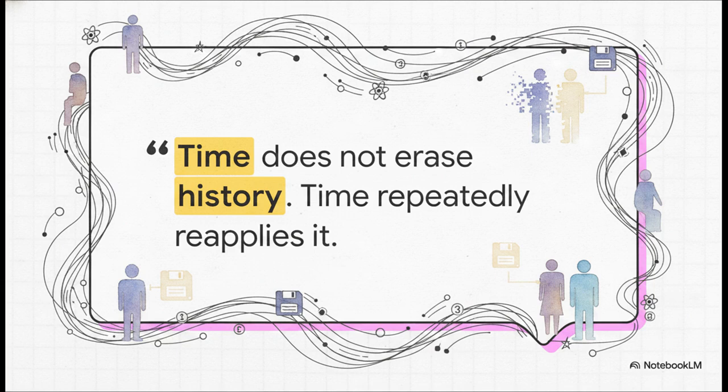Death can interrupt your local rendering, meaning player 1 literally can't see player 2 on their screen right now. But death absolutely cannot act as a magical delete button for your history state. Time does not erase history. Time repeatedly reapplies the save file that still contains that person.